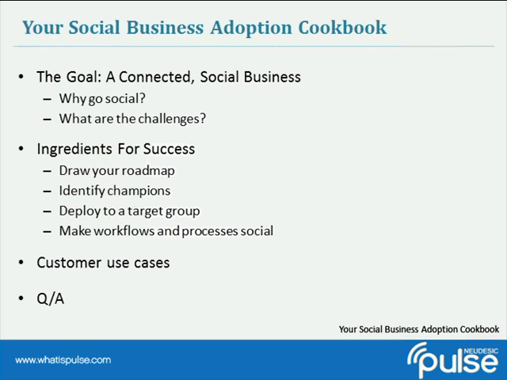After we talk about the rocky road, we'll talk about how we smooth that road out. So what are some of the ingredients for success? How do you actually ensure adoption? How do you essentially remove those roadblocks that can stand in your way?